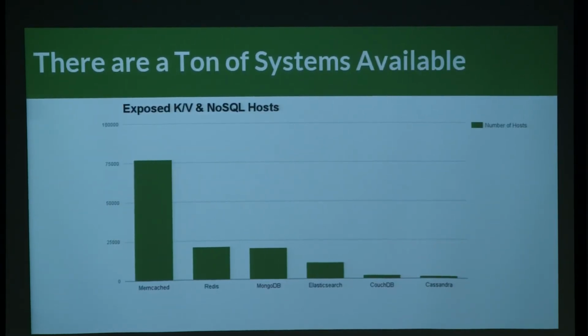So here's a claim that there's tons of systems available. This may be a little bit hard to see, but on the left-hand side, the scale goes from 0 to 100,000. So on the left, you'll see Memcached. It's the biggest, right around 77,000, followed by Redis, and then Mongo and Elasticsearch, and then you have Couch and Cassandra. So there's a lot of systems available.